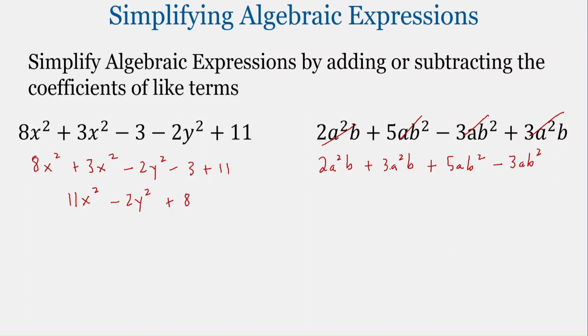Now we'll combine the like terms. 2a squared b plus 3a squared b. I'll add those coefficients. That's 5. Then a squared b. And then 5ab squared minus 3ab squared. 5 minus 3 is 2. So we have plus 2ab squared.